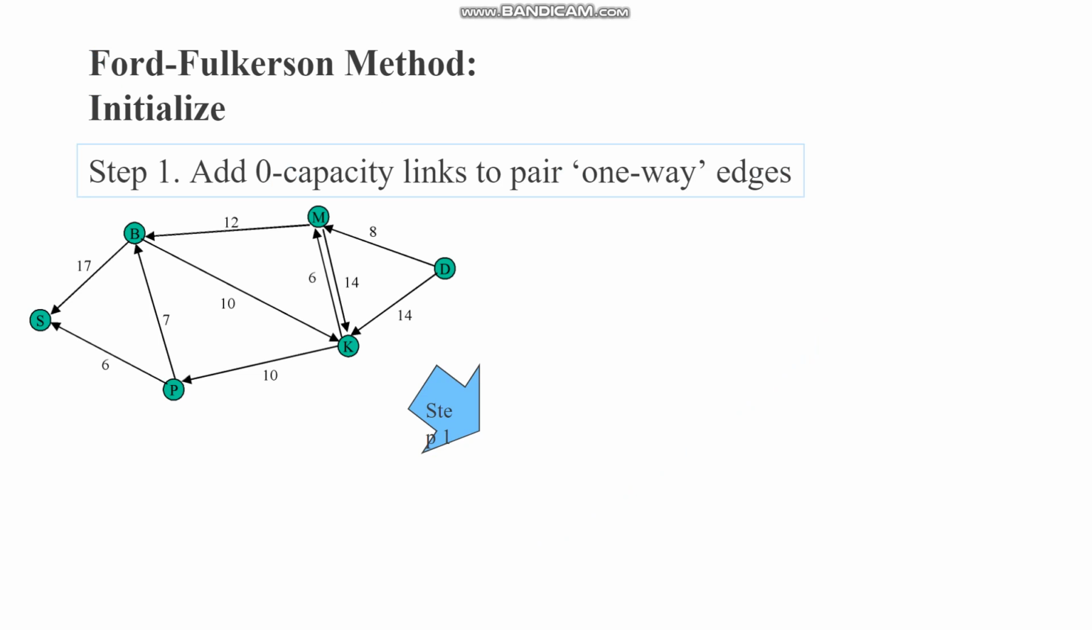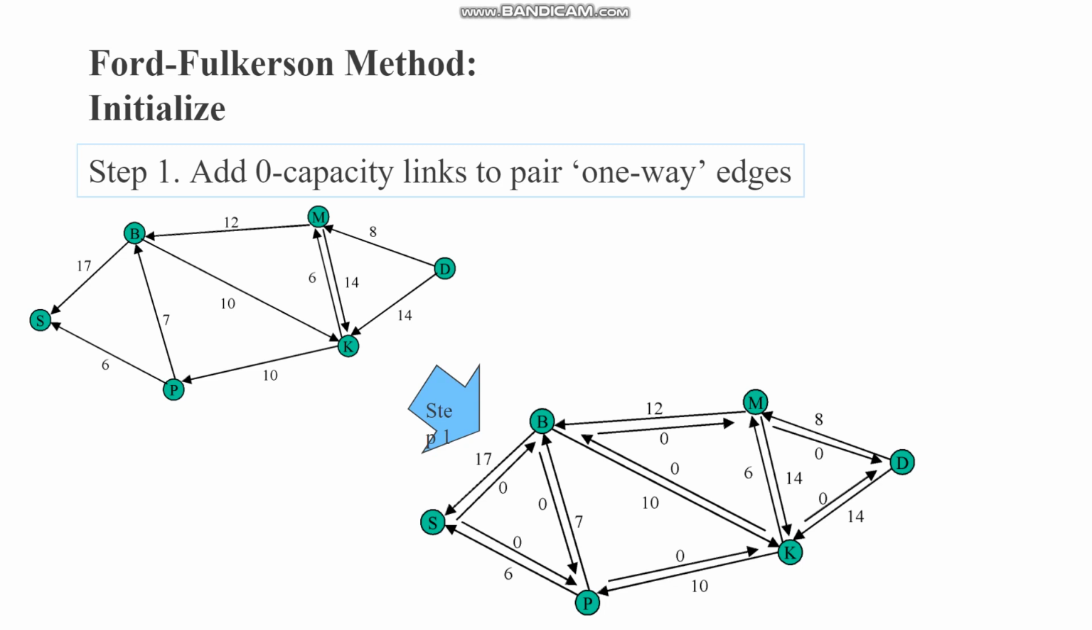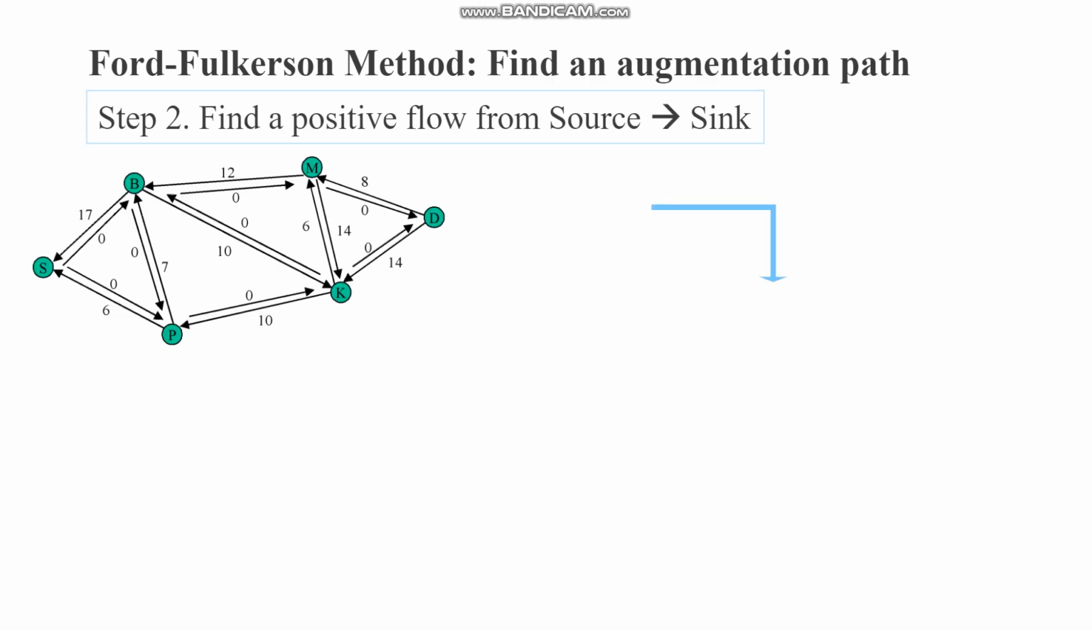So step 1, add zero capacity links to pair one-way edges. So here is a directed graph with vertices and the values that we are going to add as capacity. As you see, near the edges we have other edges which have zero value. It's our capacity links. So from this we are going from source to sink.